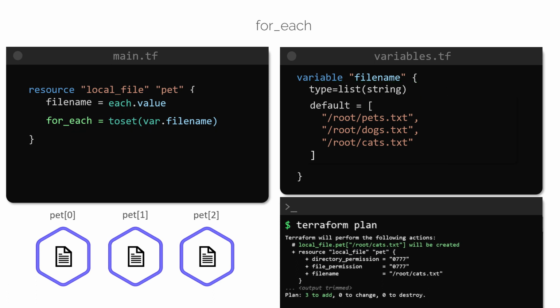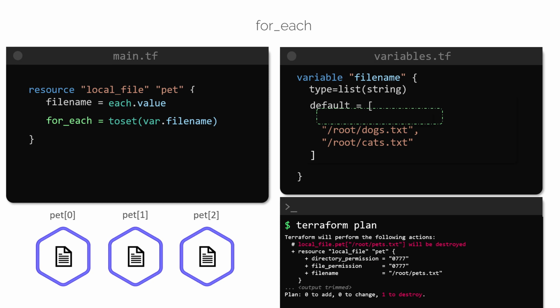Now let us replicate the same scenario as the one we did earlier with the count meta argument and delete the first element with the value /root/pets.txt from the list. When we run Terraform plan now, we can see that only one resource is set to be destroyed, the file with the name pets.txt. The other resources will be untouched.